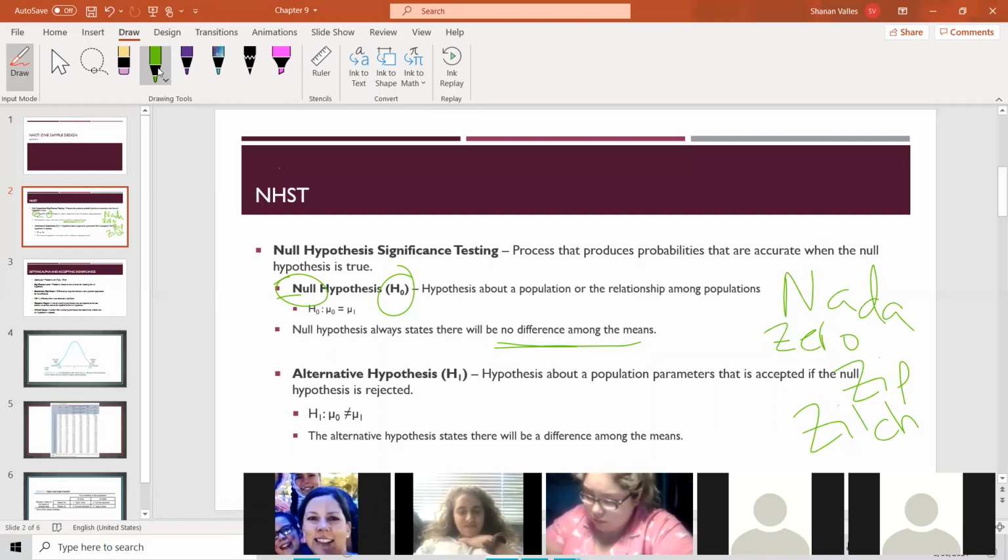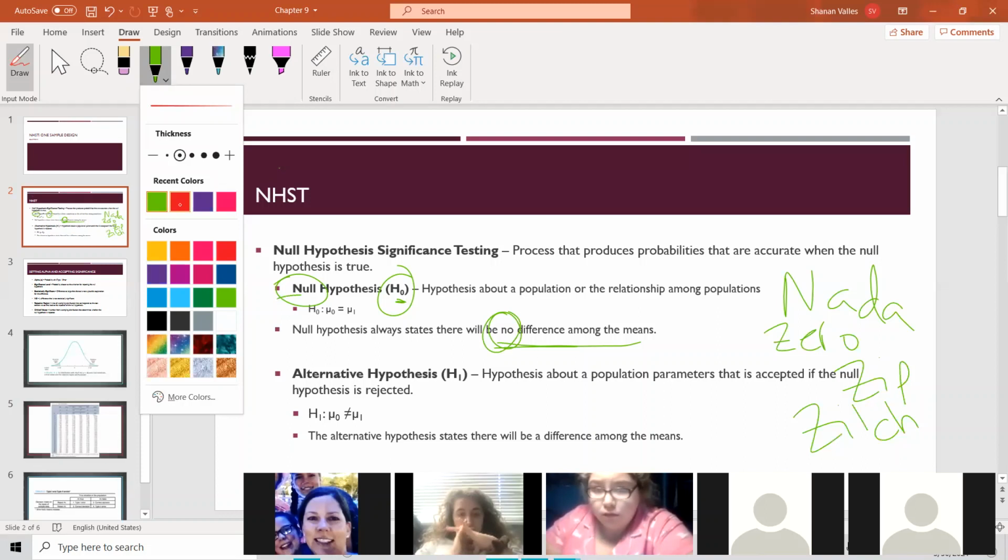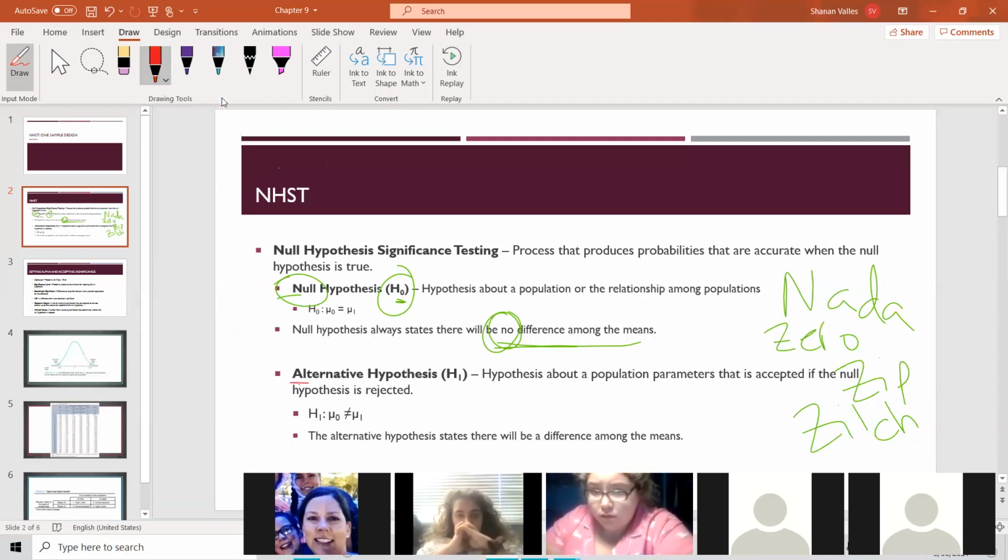And I like to make that association for you guys because we have a little zero right here, reminding you zero. There's going to be no difference among the means. All right. The alternative hypothesis, sometimes people call it the research hypothesis, but in this instance, they call it the alternative hypothesis, and it's signified by H1.